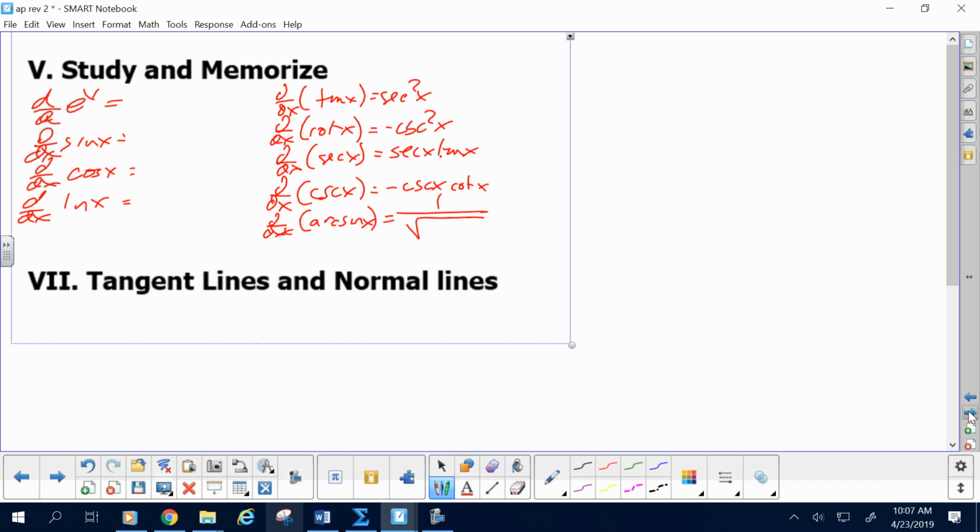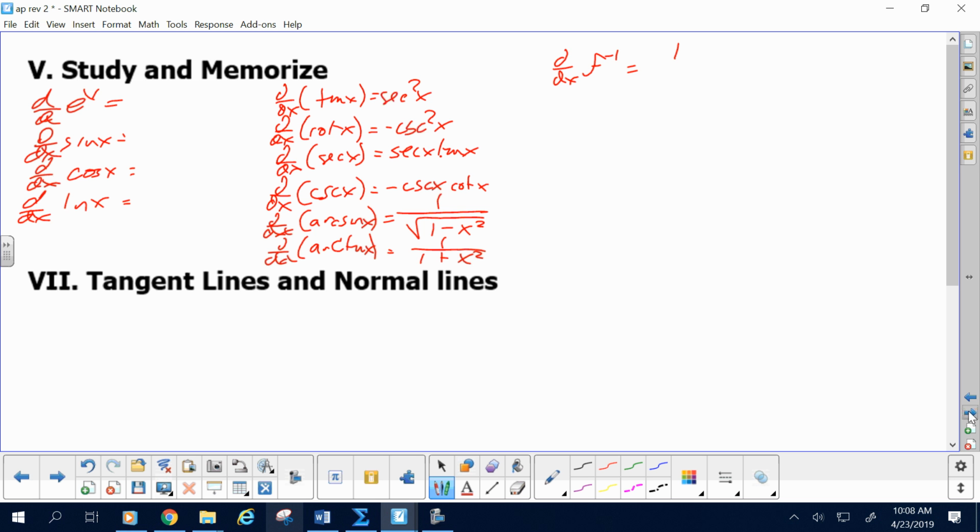Do you know the derivative of arc sine? 1 over root 1 minus x squared. The derivative of arc tangent is also expected to be memorized. 1 over 1 plus x squared. Okay? Let's go to, do you recall the derivative of an inverse? 1 over f prime at f inverse. Okay, and you have to be careful on f inverse. Do you recall the derivative of exponential, a to the x?